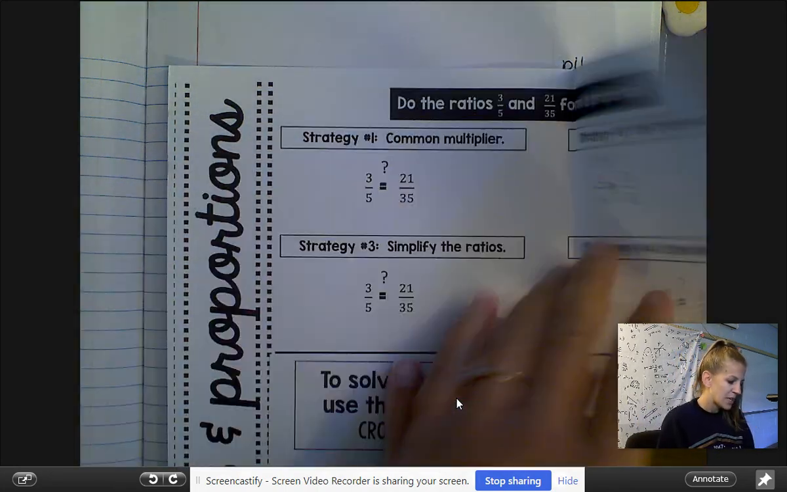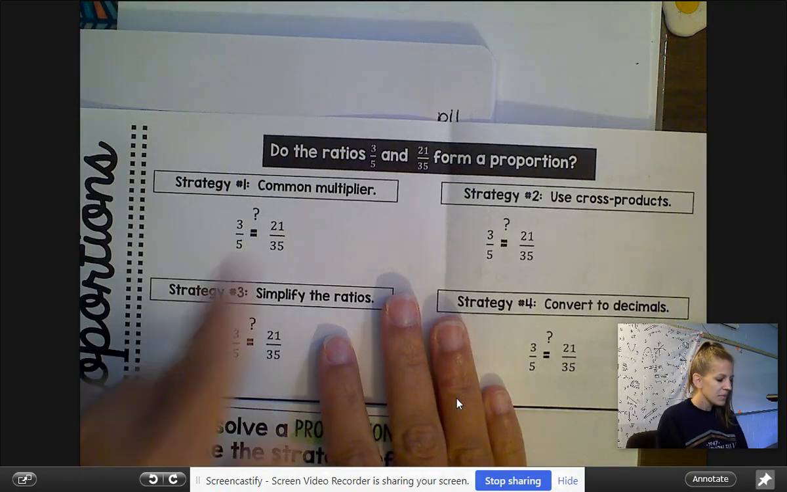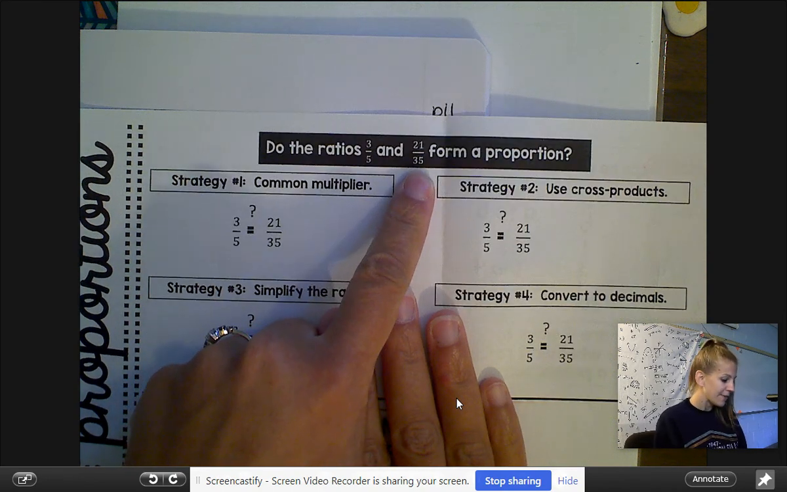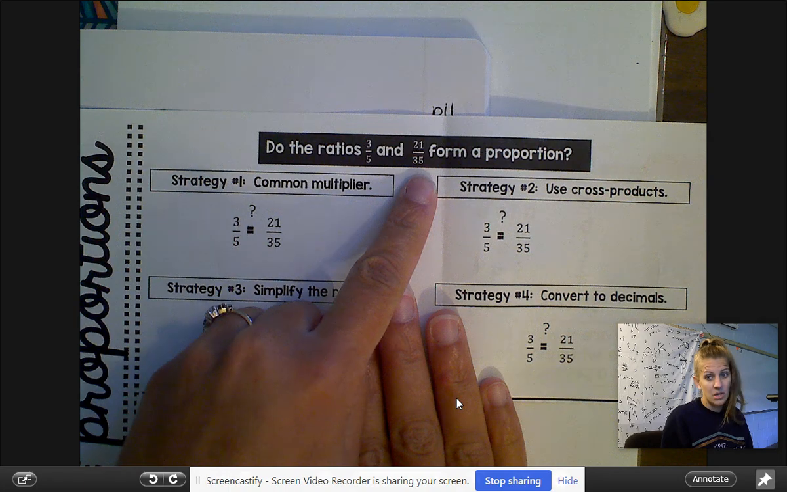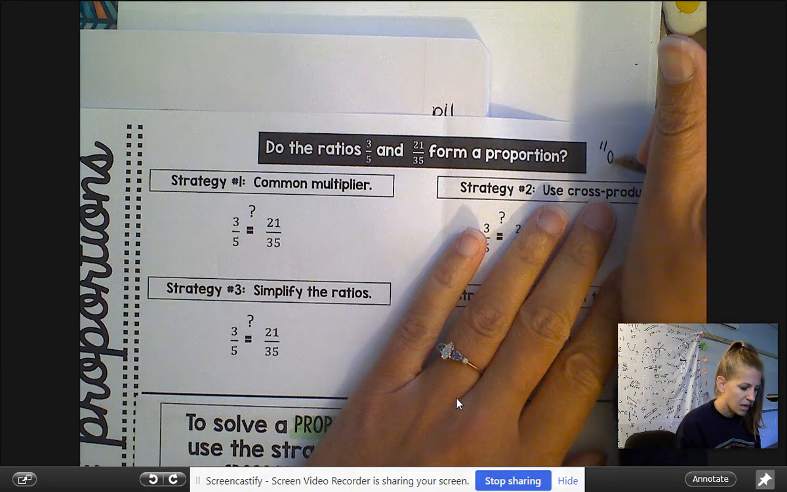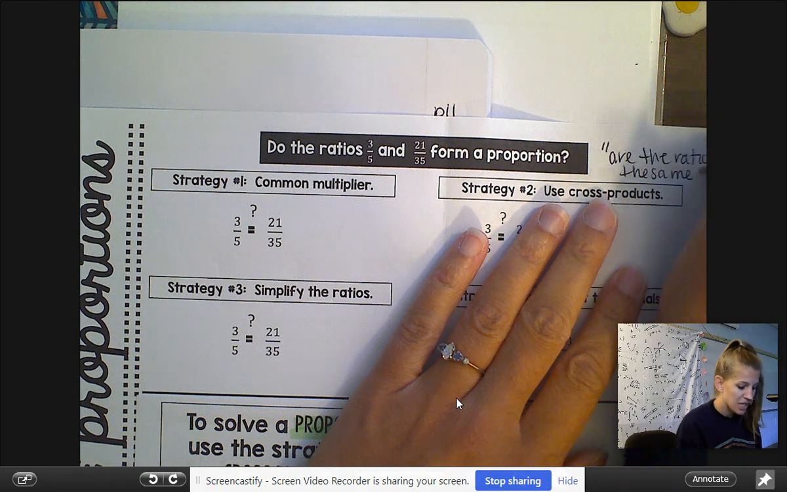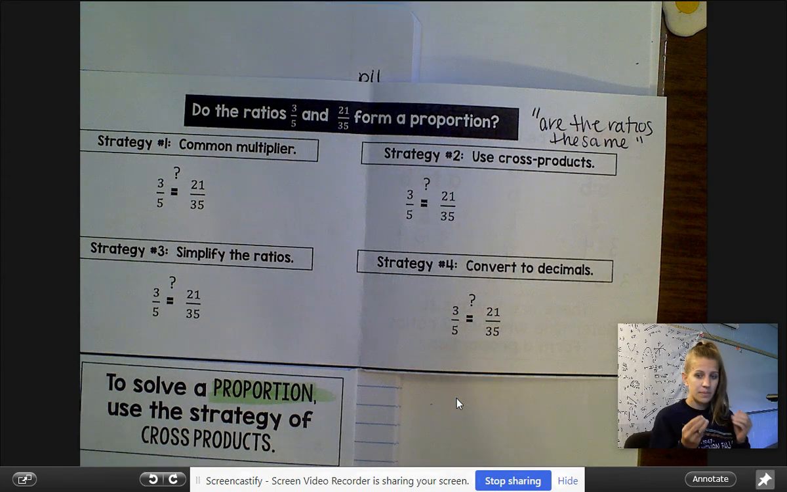Okay, so let's take a look at some examples of ratios. Do the ratios 3/5 and 21/35 form a proportion? So really this is just asking the question, are these ratios the same? So maybe we'll write that over here. This is a low-key question: are the ratios the same? Proportion is just a fancy way to say that. It sums up that sentence in one word.